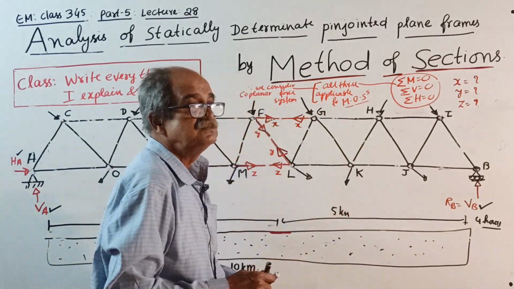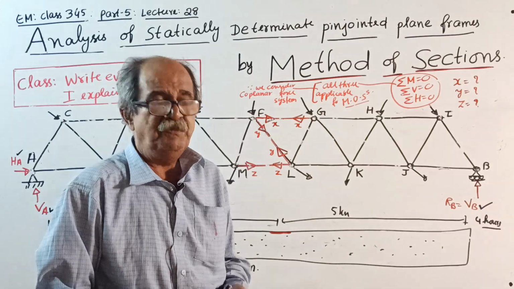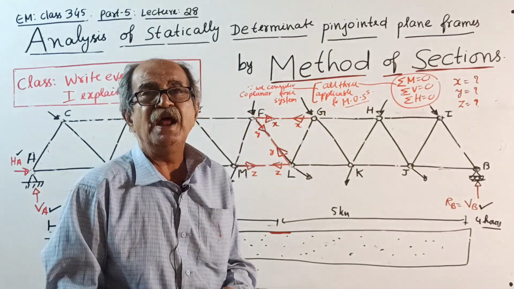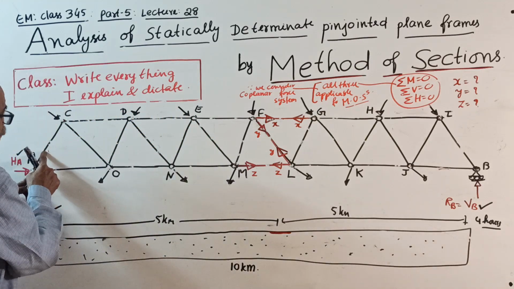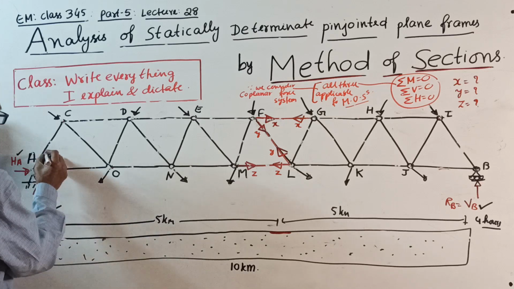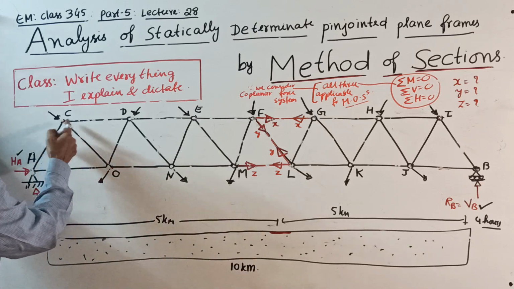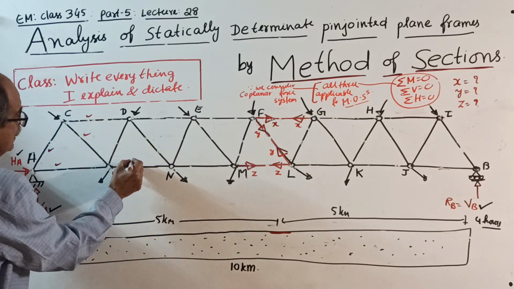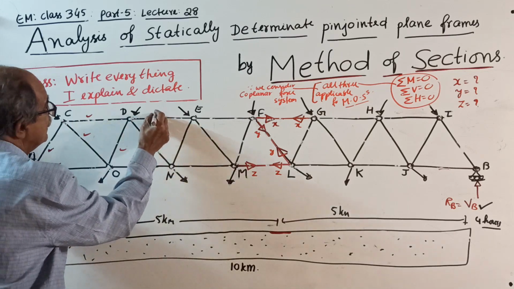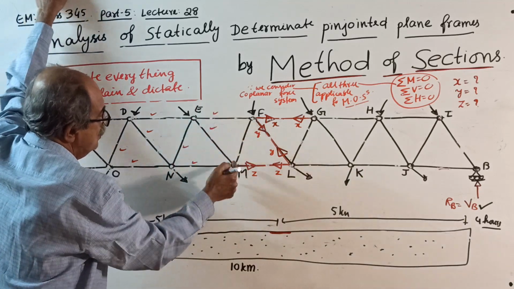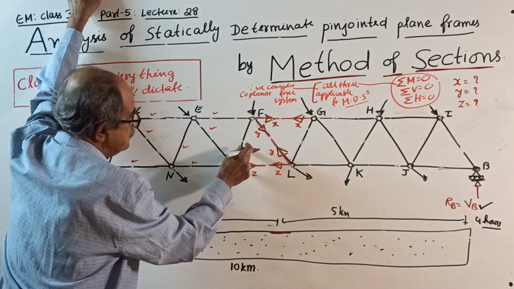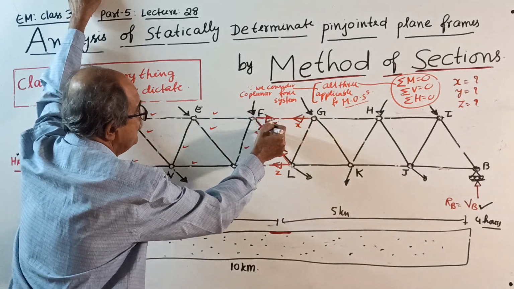What to do? If you do by method of joints, you have to bear the trouble. You have to start from here. I told you, start from A, get these two. Come to C, get these two, come here, get these two, come here, get these two. This is not required, go here, come here, get these two.